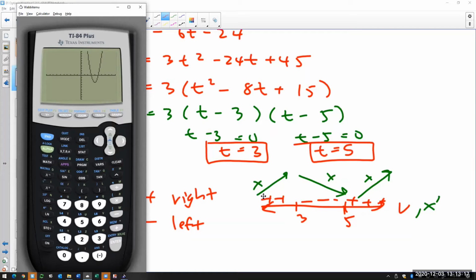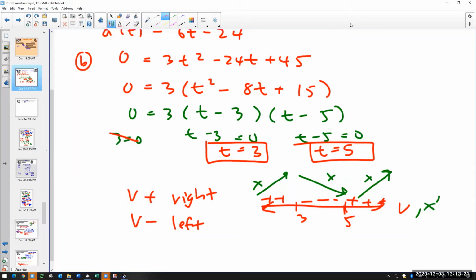So here the numbers are going up, just like the COVID numbers. So this is going to be going right. This is going to be going right. This is going to be going left. And this is going to be going right. Okay, so let's answer the question. You guys can circle the correct ones.